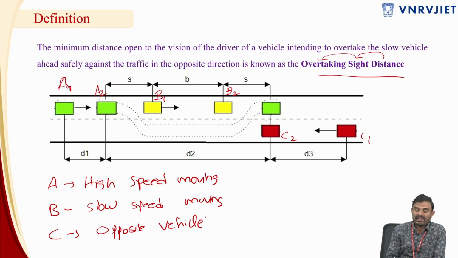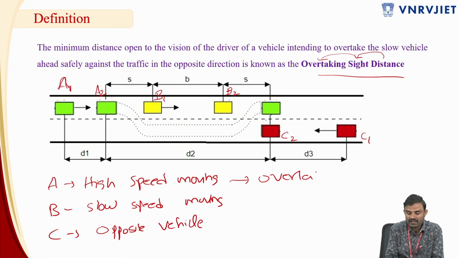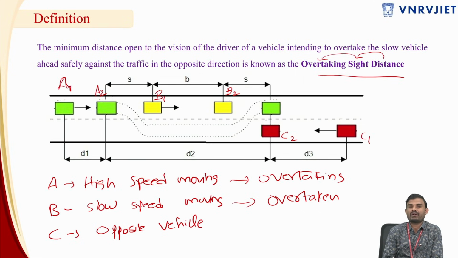At the same time, vehicle A is also called the overtaking vehicle, because this is a vehicle which is moving at higher speed, so it has to overtake the slow moving vehicle, which is vehicle B. And B, the slow moving vehicle, is said to be the overtaken vehicle. So these are the two different names which we use for vehicle A and vehicle B respectively: overtaking vehicle and overtaken vehicle. And vehicle C is an opposite vehicle. We don't have any other name for vehicle C.